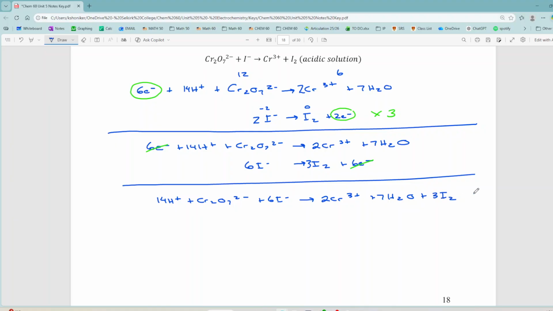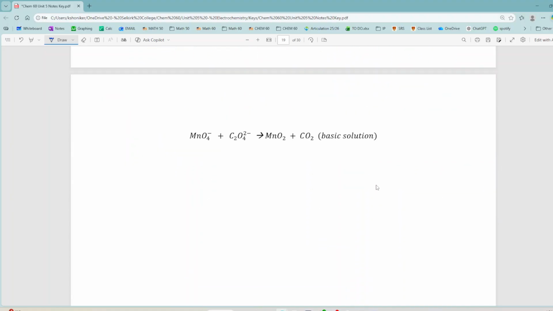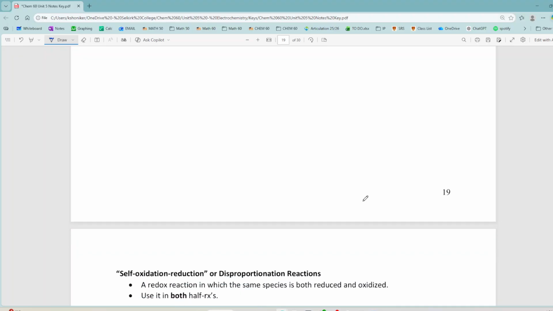And then again, you can make sure that your majors are all balanced. You can make sure that your charges are all balanced. So let's just do a bare minimum of charges. I have 14 minus 2 is 12, minus 6 is 6. And on the right-hand side, I have 6. Yay!